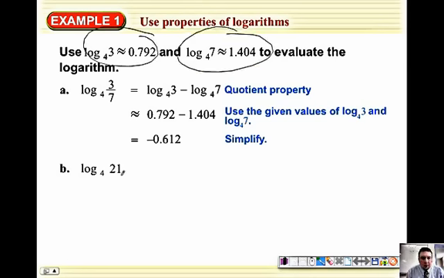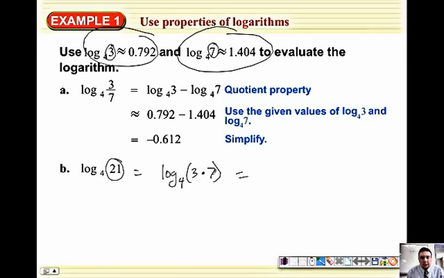Okay, next one. Use the same things up here for this one. Log base 4 of 21. Okay, well, how do you do that? You don't see 5x here. You don't see anything to split up. Well, 21, you can split up 21 however you want. 1 times 21. Or the only other option is 3 times 7. And look up above. 3 and 7. So this is the same as log base 4 of 3 times 7. That's your m times n.